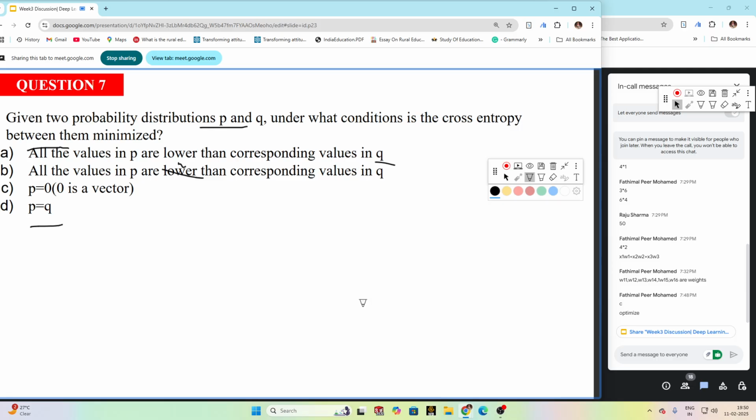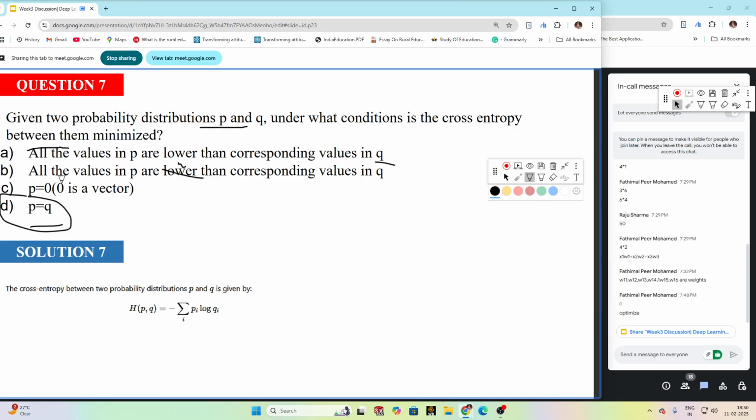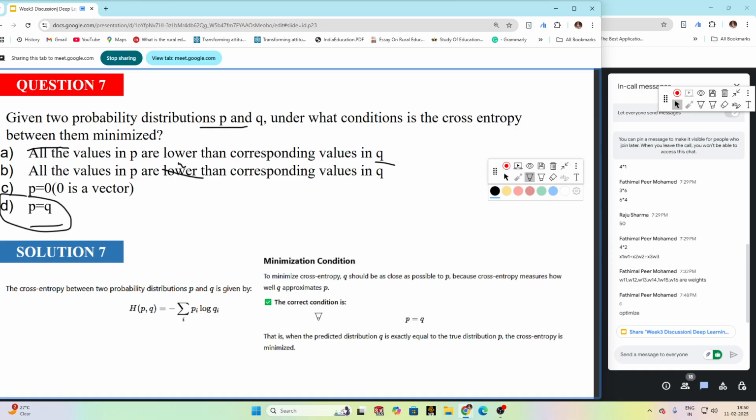Yeah, we have just solved a question like this. It is the same thing: your true distribution should be equal to the predicted distribution. Then only our cross entropy will be minimized. Okay, cross entropy loss will be minimized. So option D is the correct answer.